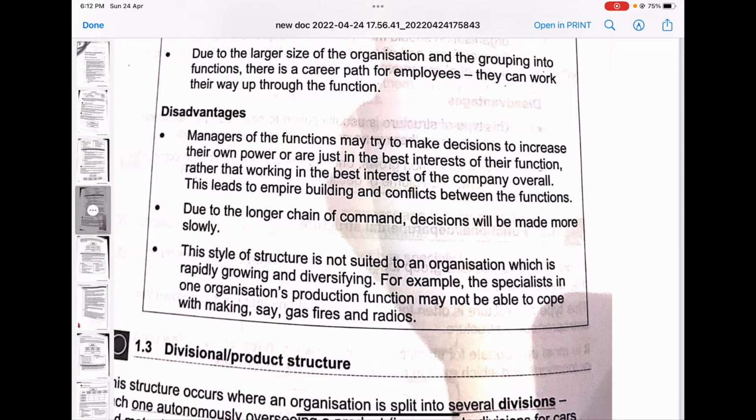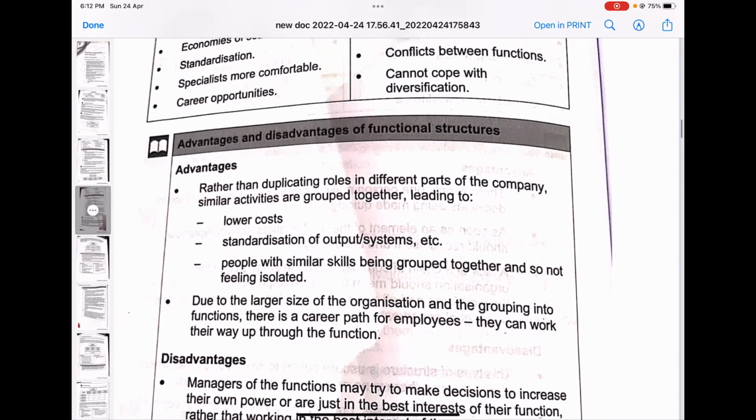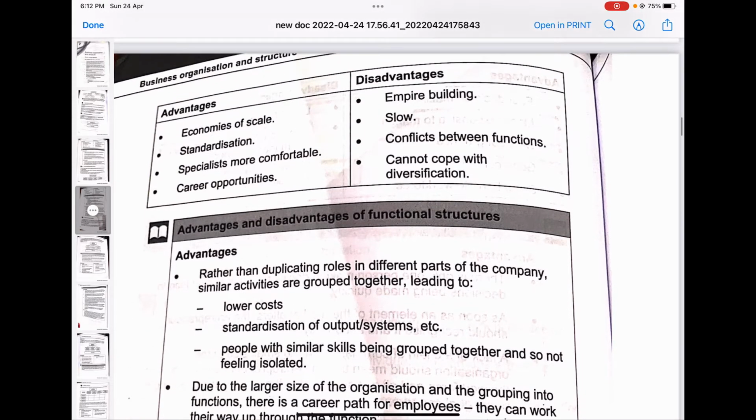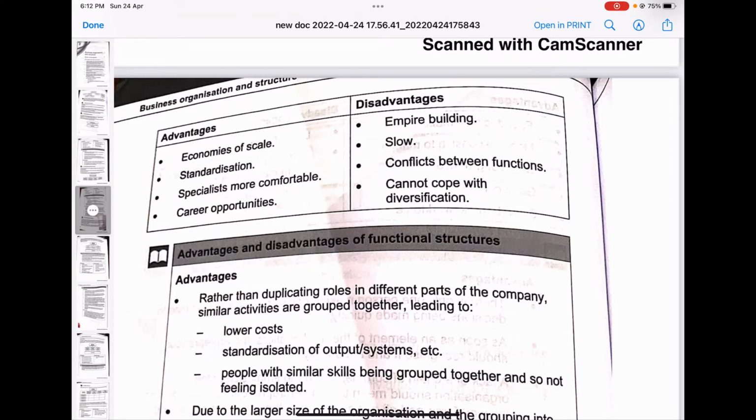Okay, so I think it's all understood now, because we've discussed the departmental structure or the functional structure in great detail. So we know the advantages of departmental structure. Specialists are happy with it, and there is standardization, there are career opportunities, and economies of scale, and there's no duplication. The disadvantages are that empire building happens, it is slow, there might be conflicts between departments, and they cannot cope with diversification.